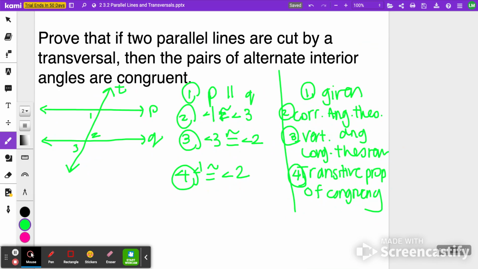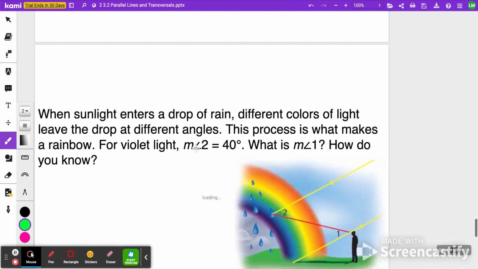You could use supplementary if you wanted to and do two consecutive angles equal 180. That could also work as well.